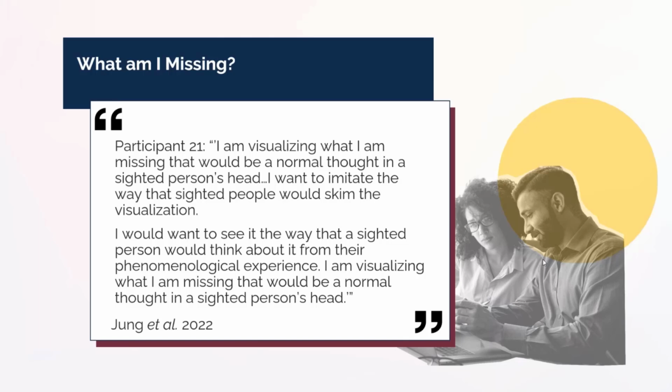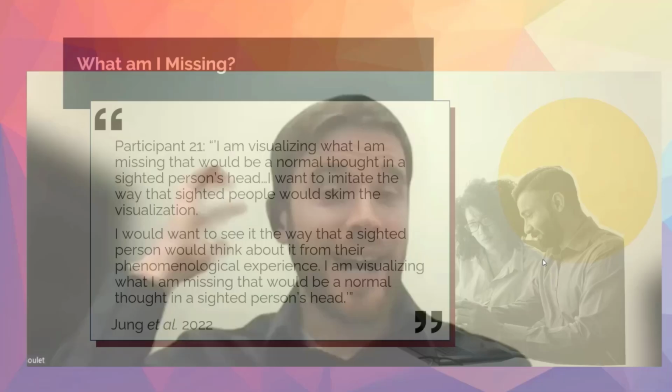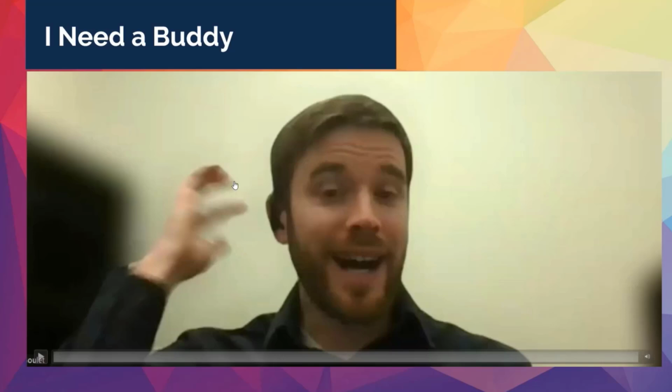"I would want to see it the way that a sighted person would think about it from their phenomenological experience. I'm visualizing what I am missing that would be a normal thought in a sighted person's head." This comes from Jung et al. And I thought this was a really interesting perspective from a learner with visual impairment. And it's echoed by one of the professors, Mark Antony. There's a very interesting quote here.